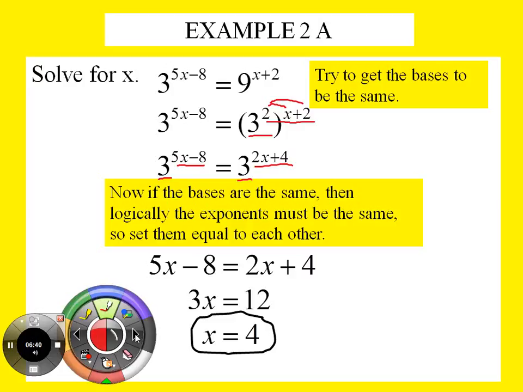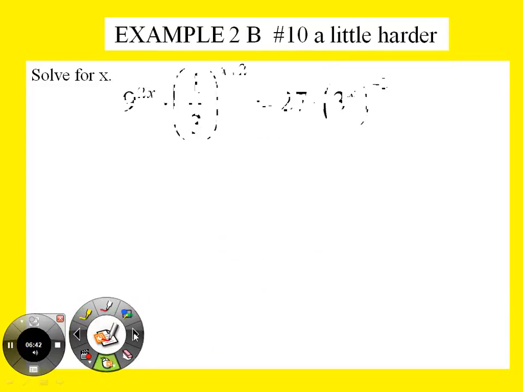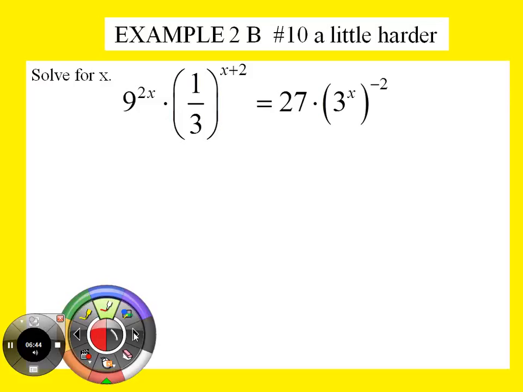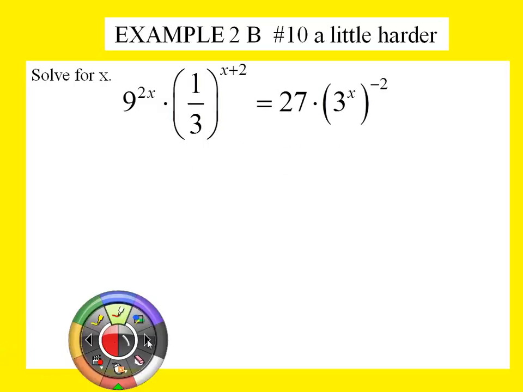All right. Try a little harder one even. So that one looks pretty ugly. So what we want to do is try to make all of the bases the same. Unfortunately they seem to have some factors of 3 in there.